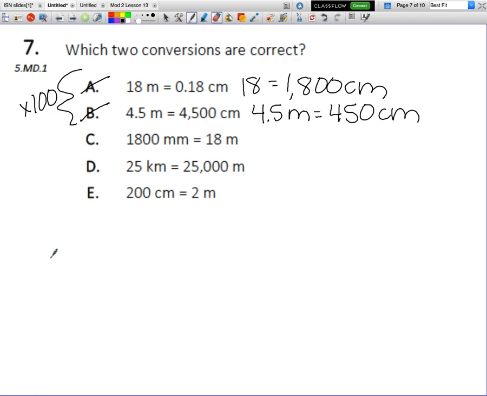All right, 1,800 millimeters equals 18 meters. 1,800 millimeters actually equals 1.8 meters. So that won't work. All right, so then 25 kilometers equals 25,000 meters. That works. And 200 centimeters equals 2 meters. That also works.